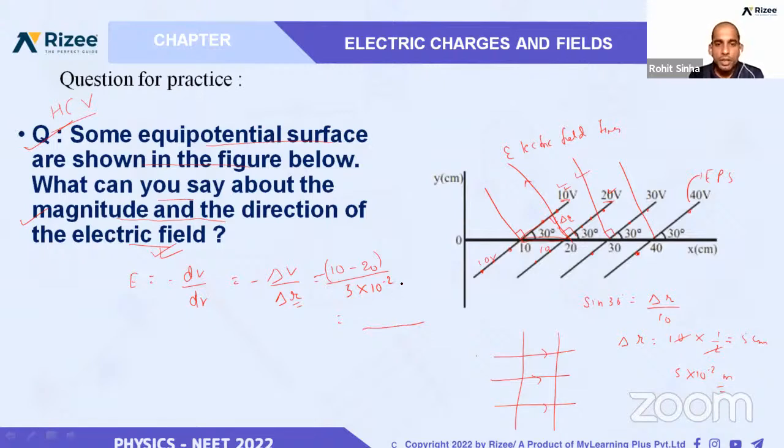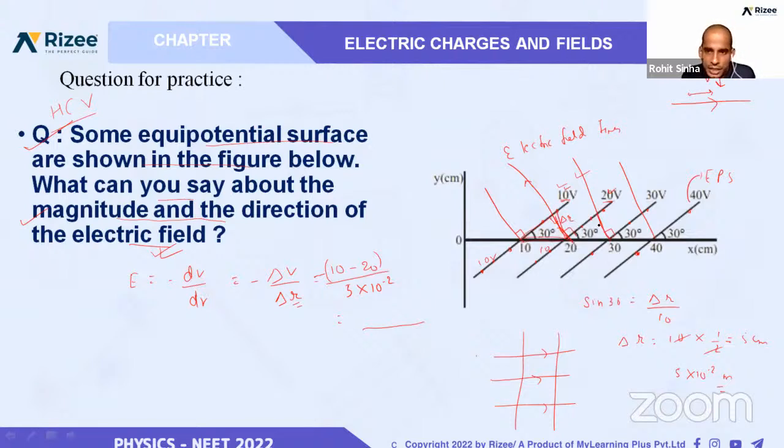Now we have to think about what the direction will be. How have we determined that the direction will be in this direction? It can be in this way also. Yesterday I taught you that in the direction of electric field, if we are moving, potential decreases maximum. You can see that if we are moving in this direction, the potential is decreasing from 20 to 10. Moving in this direction, the potential is decreasing from 30 to 20.